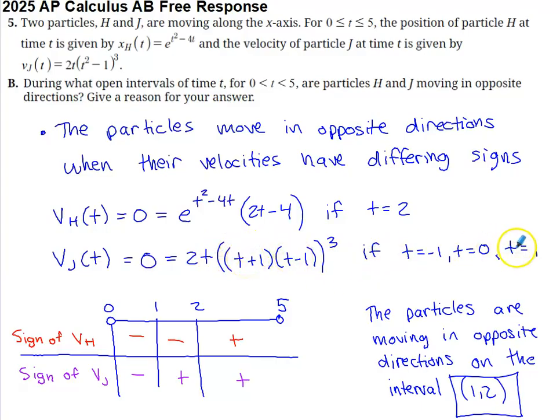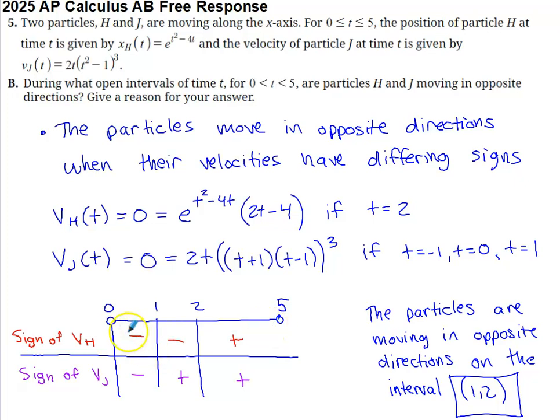Now we really only need to worry about +1 because we're supposed to concern ourselves with the interval from 0 to 5. So what I did next is I kind of went with a sign chart here. On the interval 0 to 5, what is the sign of the velocity of particle h? And on the same stretch, 0 to 5, what is the sign of the velocity of particle j? Now what I did is I put the places where these velocities have the potential to change signs, I put those times on this number line across the top here.